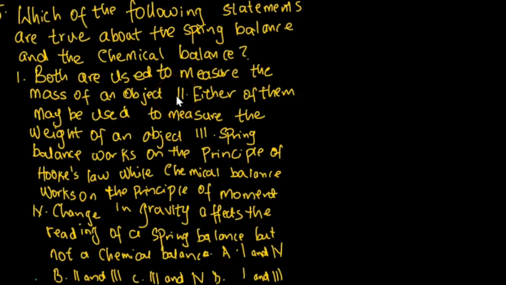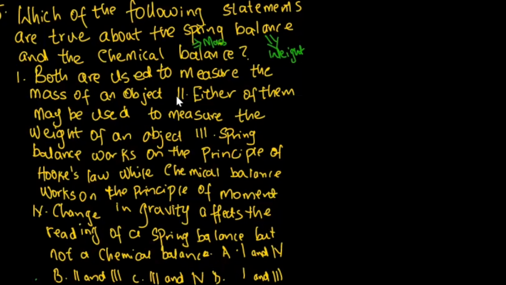Lastly, question 5 reads, which of the following statements are true about the spring balance and the chemical balance? So the question is telling us to identify the true statement about the spring balance, and remember the spring balance is used to measure weight, while the chemical balance is used to measure mass. So they're asking us to identify the true statement about both measuring instruments. A says both are used to measure the mass of an object.